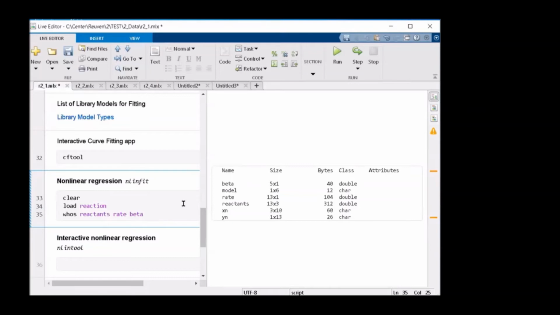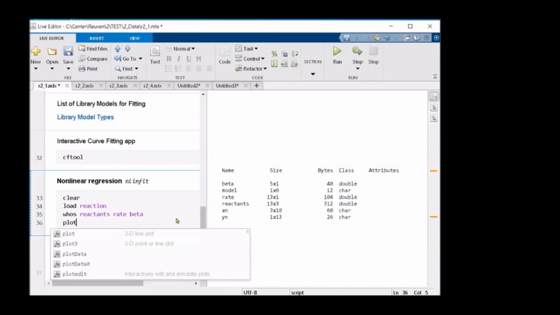What does it mean? Reactants are our arguments. There are 3 different arguments that are input to our model, and the output of the model is rate. You can see that each of our arguments, reactants, has 13 values. It's a vector with 13 values, and there are 3 of them. It means that we have 3 different inputs, 3 different reactants, and we have only 1 output, rate.